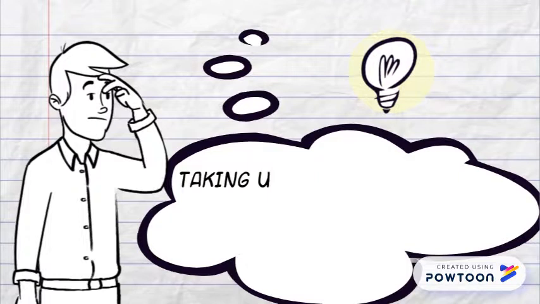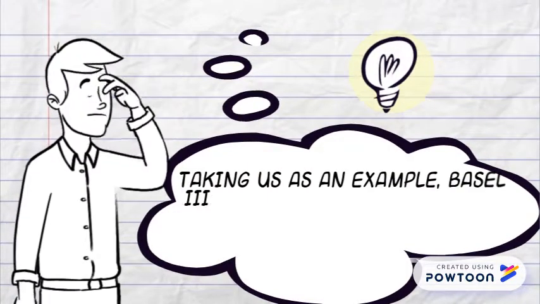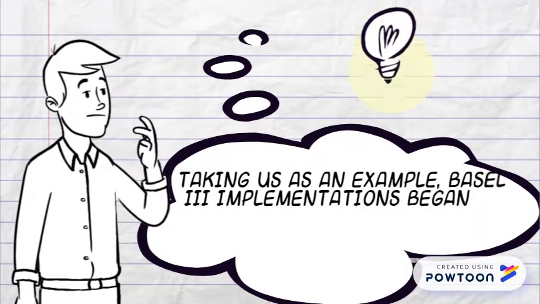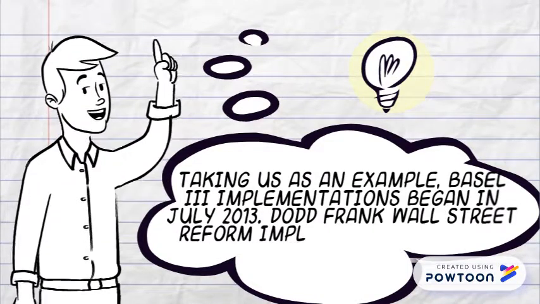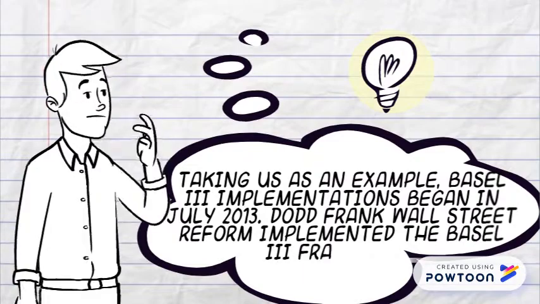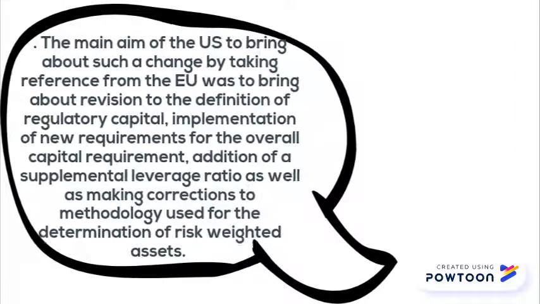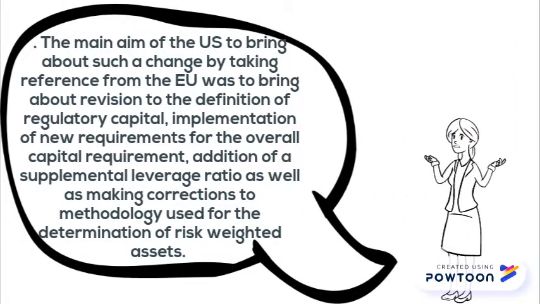Now, taking the US as a case study example, Basel III implementation began in July of 2013. The Dodd-Frank Wall Street reform implemented the Basel III framework in the US. The main aim of the US in bringing about such a change, taking reference from the EU, was to revise the definition of regulatory capital, implement new requirements for the overall capital requirement, add a new supplemental leverage ratio, as well as make corrections to the methodology used for the determination of risk-weighted assets.